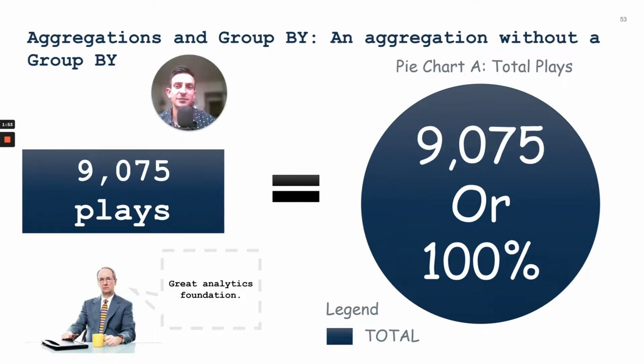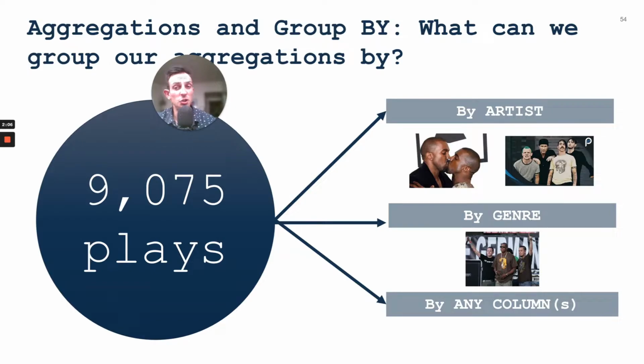I imagine the next question from this manager is going to be, well, where did those 9,075 plays come from? Could you break those 9,075 plays down by the artist? Could you break them down by the genre? In fact, could you break them down by any columns that are in that data set? So what the group by clause does conceptually is it takes a quantitative number of data and it disaggregates it into specific groups.